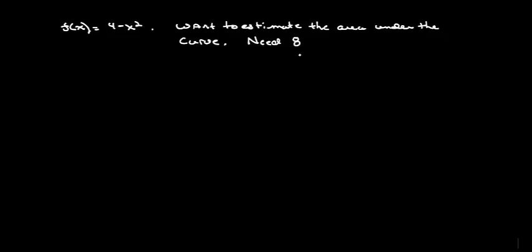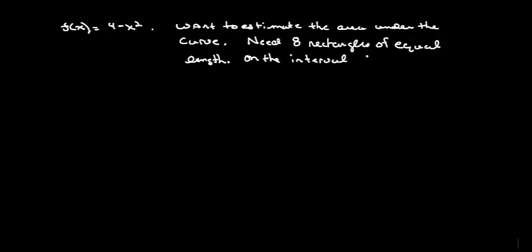Well, this problem asks for 8 rectangles placed underneath. So there's going to be a little bit of computation here. And we're going to make our rectangles of equal length. That'll just make things more uniform for us. And again, we're looking on the interval from 0 to 2. So let's sketch out what that curve looks like.